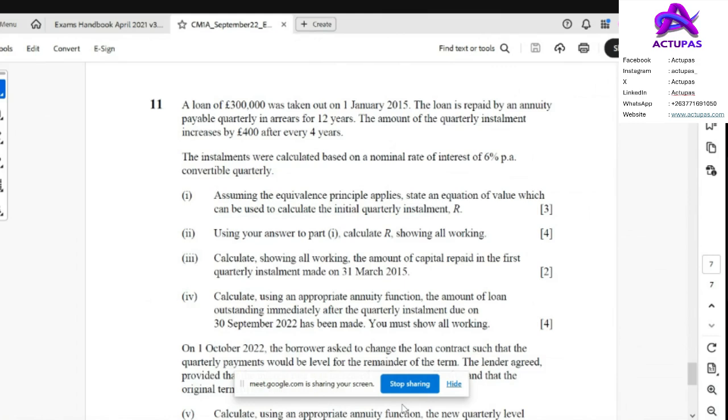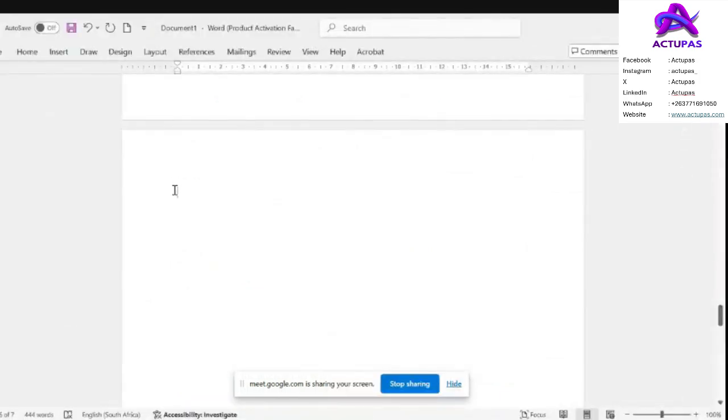So here we are working with quarters and we have a nominal rate of interest of 6% per annum converted quarterly. So it means our effective rate of interest per quarter will be the nominal rate divided by 4. So we'll start with the first part.